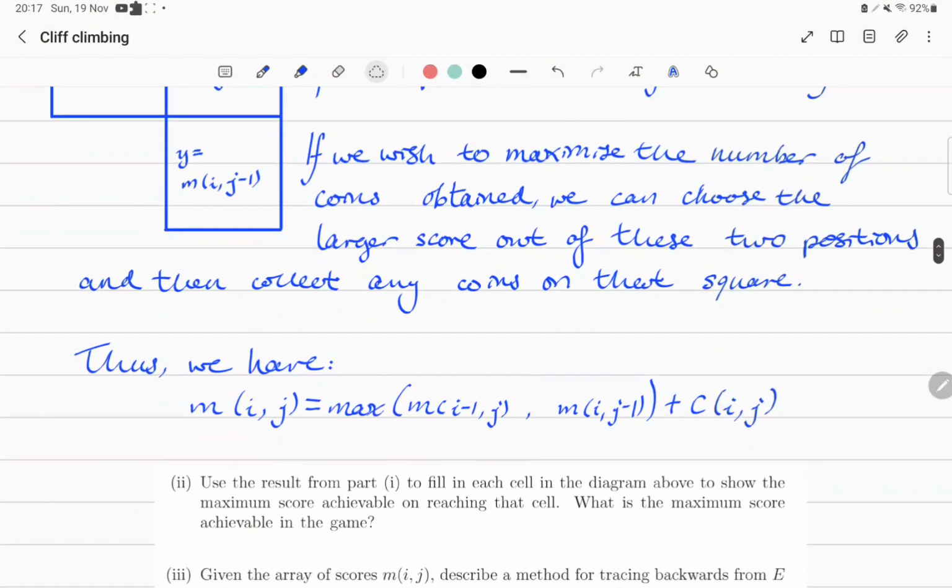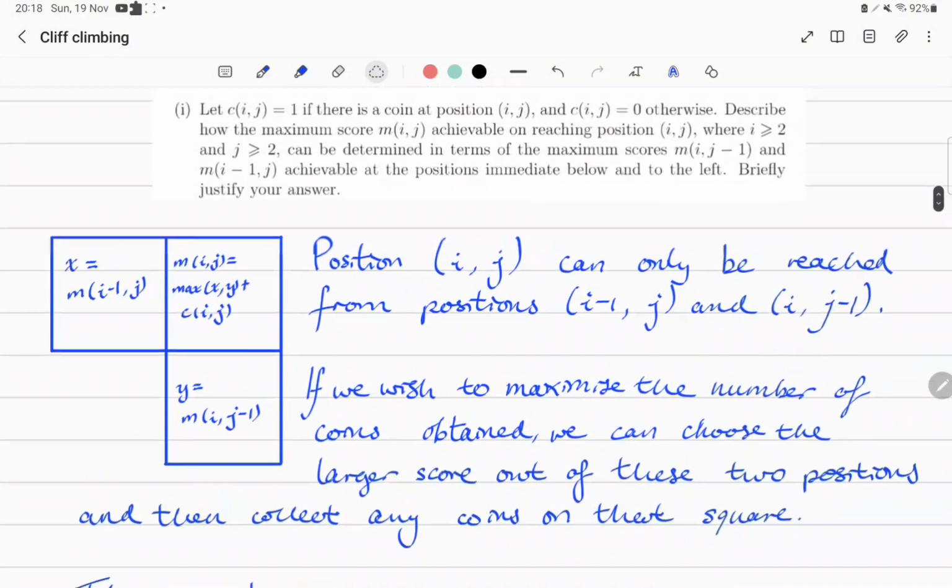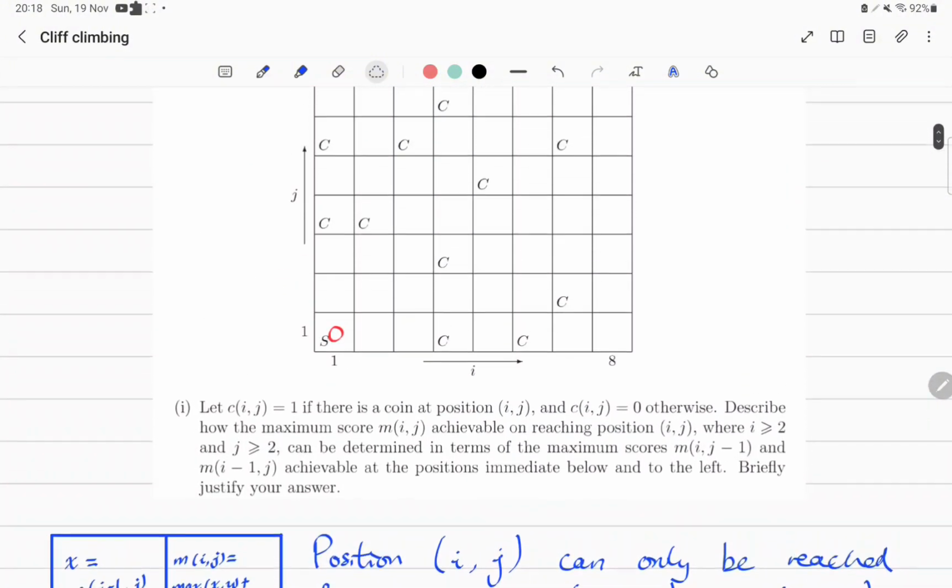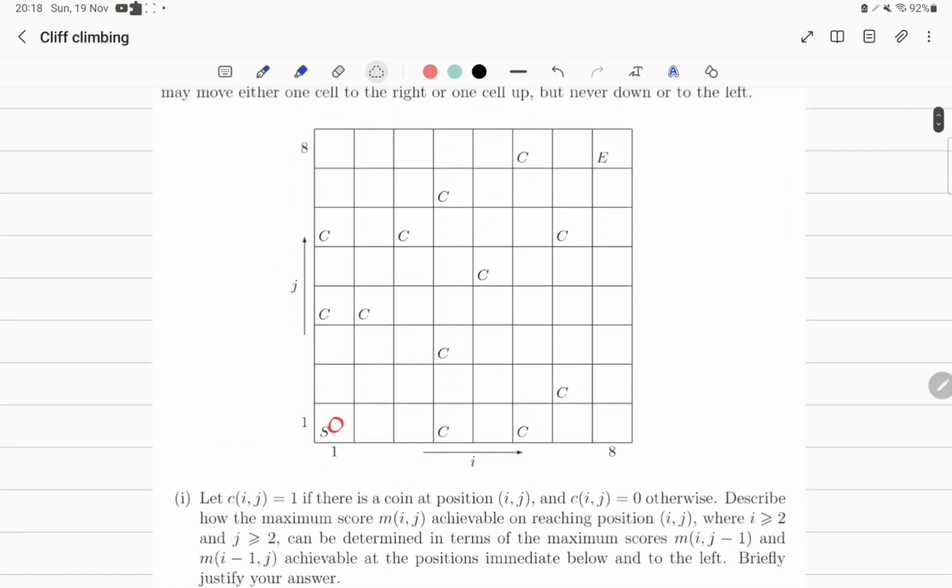Use the result from part 1 to fill in each cell in the diagram above to show the maximum score achievable on reaching that cell. What is the maximum score achievable in the game? Let's do just that. We'll go back to the grid and start filling everything in. I've already filled in the 0 because that's the best score you can get in that position. Now we can fill in the first column as such, and also the first row as such.